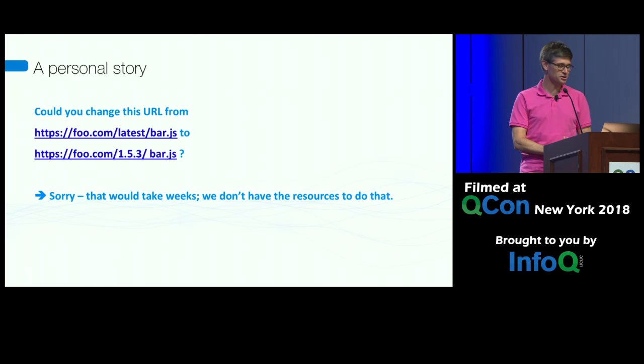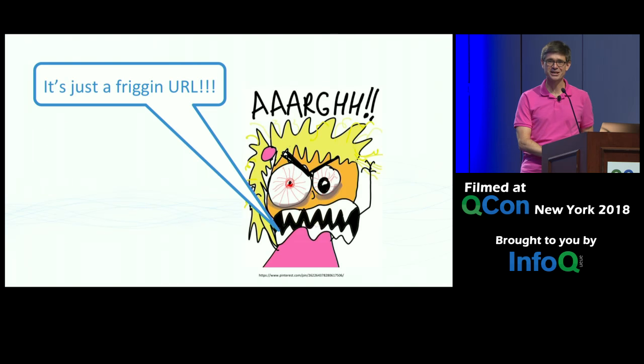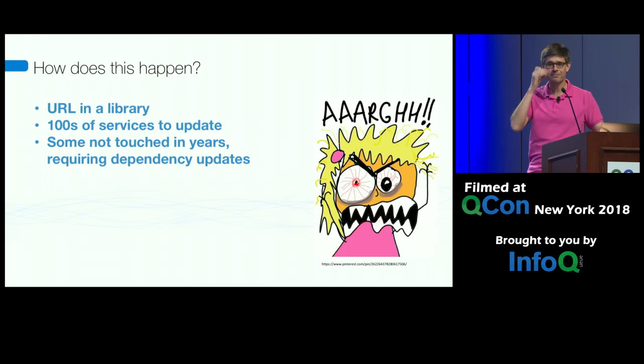Could you please change this URL from foo.com/latest/bar to foo.com/1.5.3/bar? And the answer is, sorry. That would take weeks. We don't have the resources to do that. It's just a friggin' URL. And we have to ask, how does that happen?